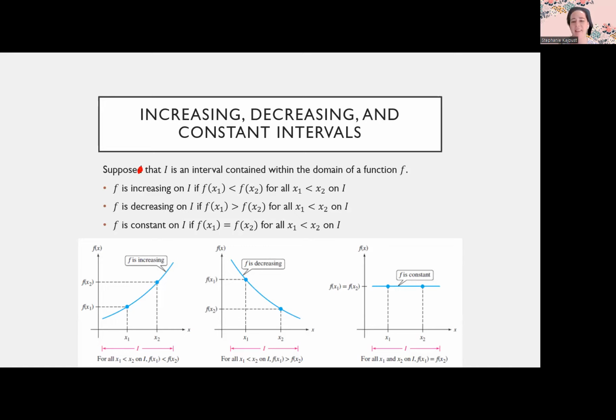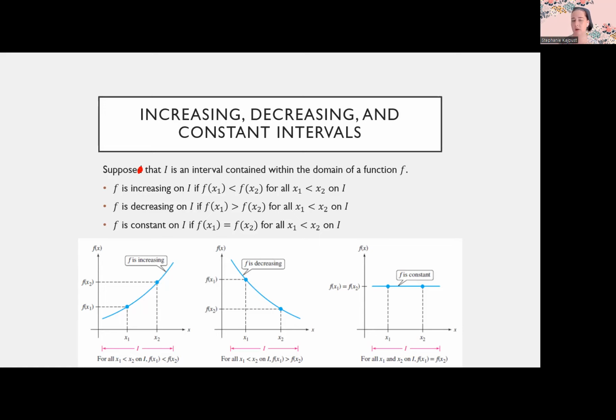Suppose that I is an interval. So just a section of your graph over X. When we're talking about our intervals, we're always looking at what parts of the X are we looking over. And so it says an interval contained within the domain of a function F. That just literally means we're looking at a section of X on our graph. F is increasing in this interval if the value F of X1 is less than F of X2 for all X1 less than X2 on I.